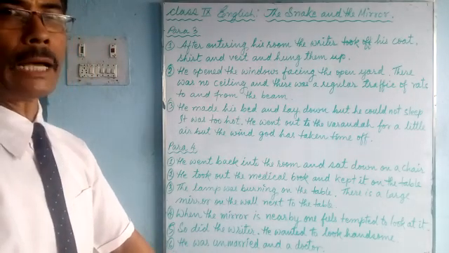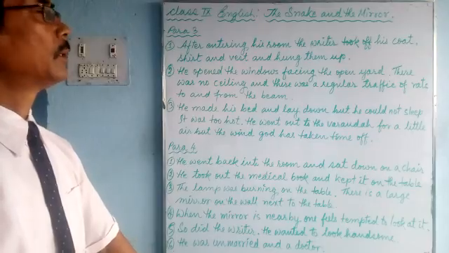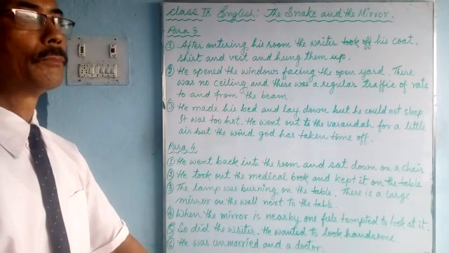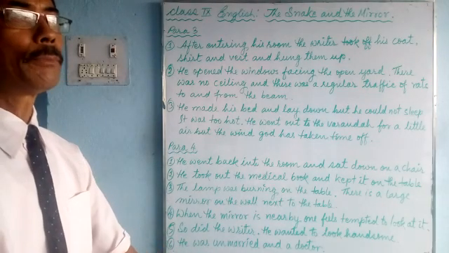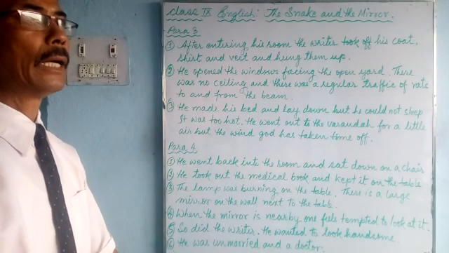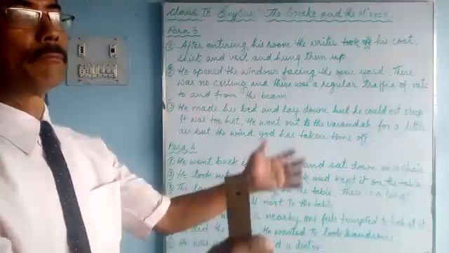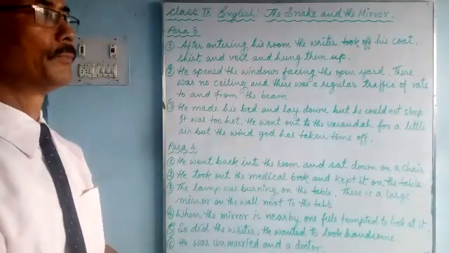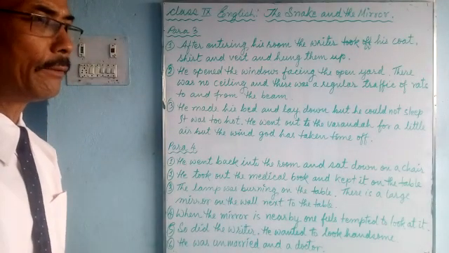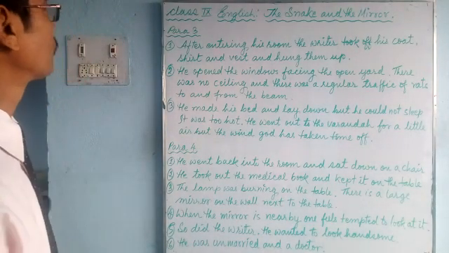So now what happened after that? When he entered the room, he lit the kerosene lamp which was on the table, and just next to the table there was a big mirror and a comb. So let's see what happened after he entered the room.